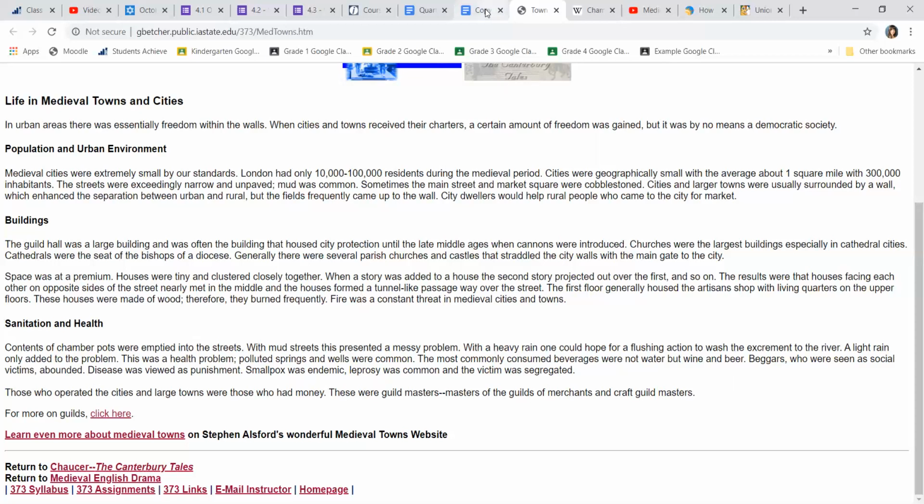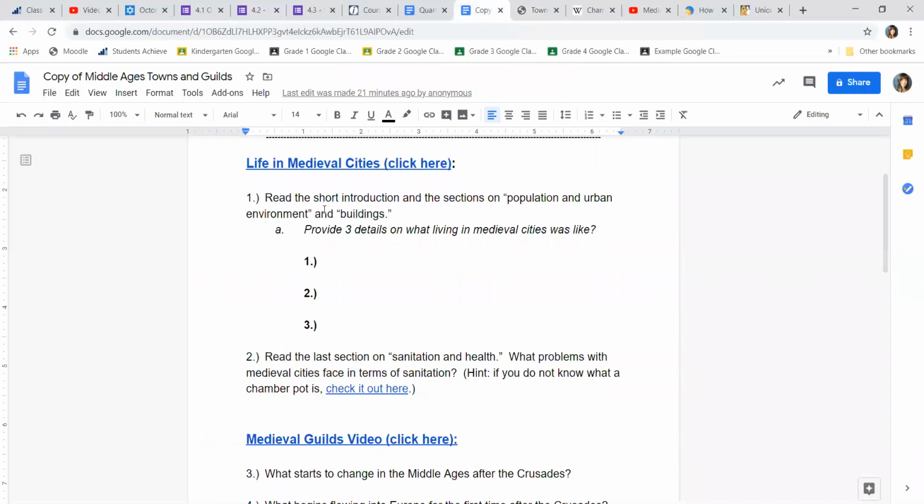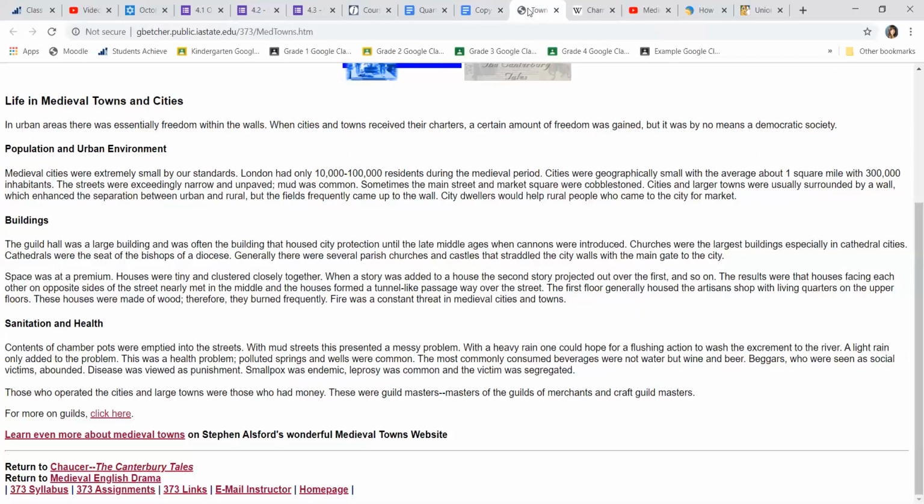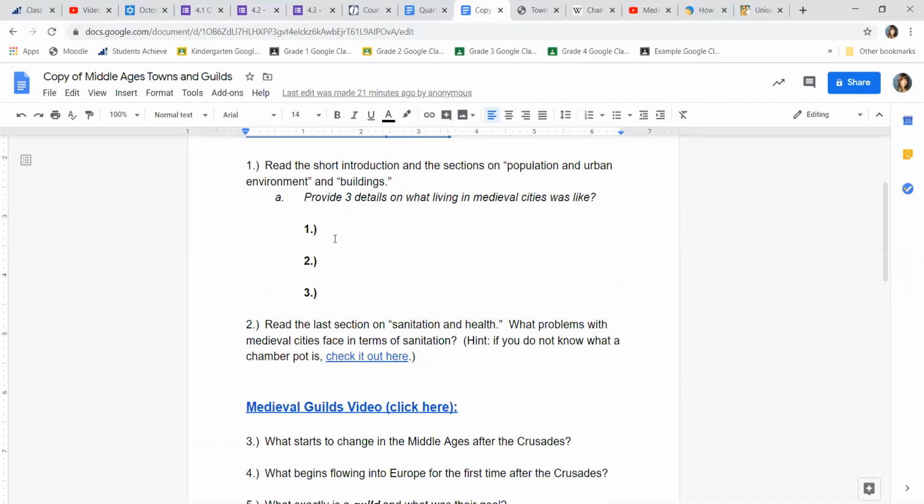So going back to this page, you're going to provide me with 3 details on what living in a medieval city would look like. I've given a brief overview of what this page has. Read that, and then give me 3 details from that page.